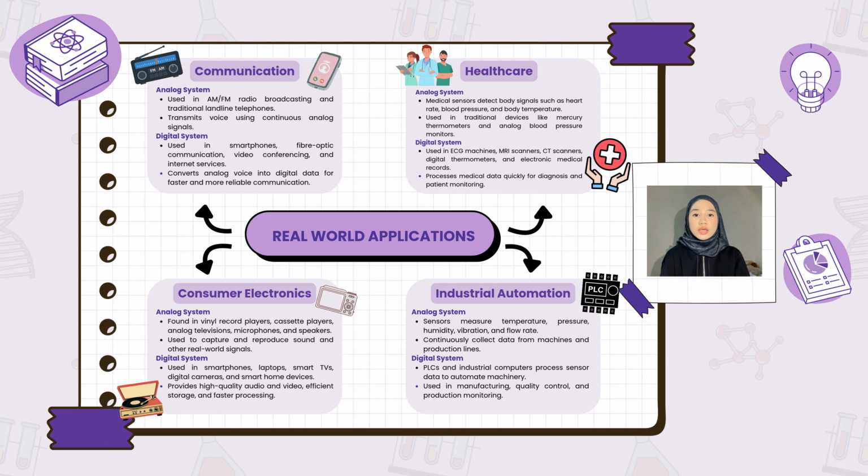And then the third application is consumer electronics. In older devices, such as cassette players and analog television, they mainly use analog technology. But today, most electronic devices, including smartphones, laptops, smart televisions, and also digital cameras, use digital systems because they provide better image quality, clearer sound, faster processing, and a larger storage capacity.